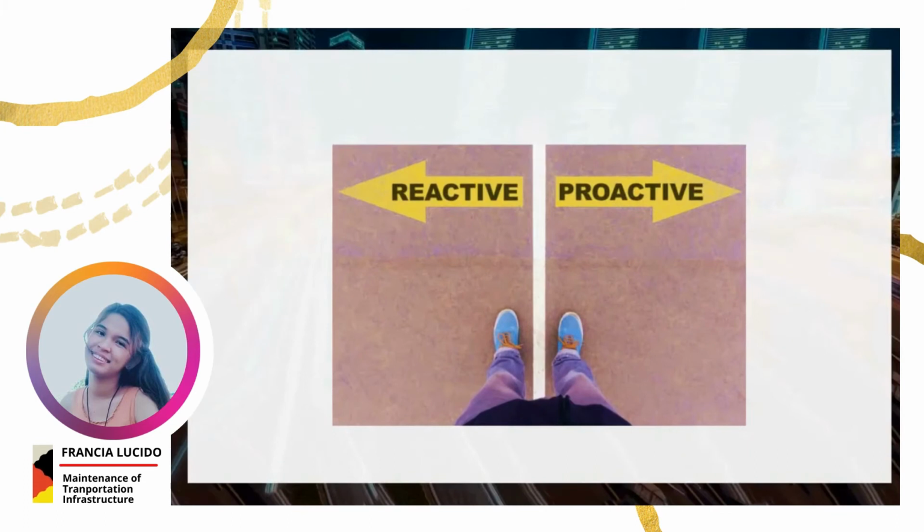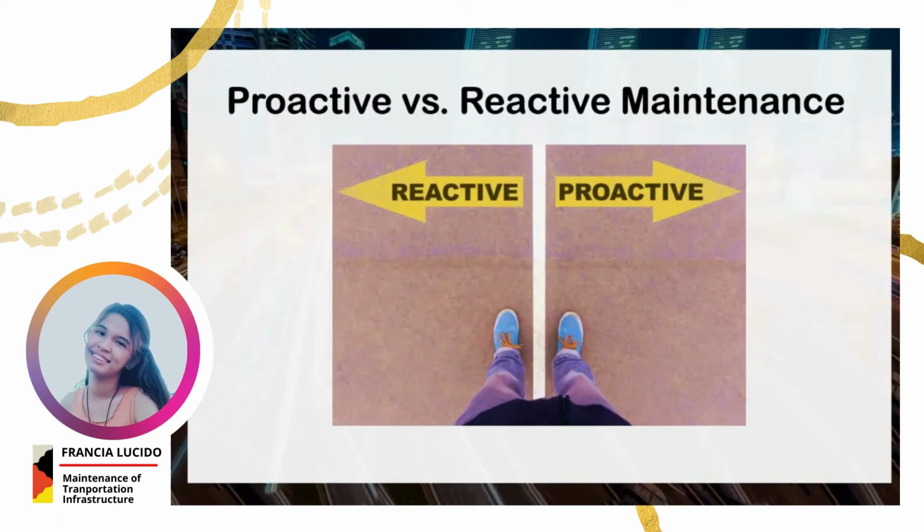There are two distinct types of approach with regards to bridge maintenance. The first one is proactive and the other one is reactive. Fundamentally, proactive maintenance might be described as the opposite of reactive maintenance. So, here is the difference.